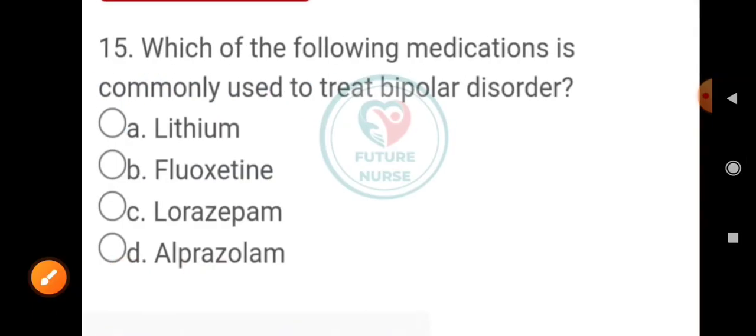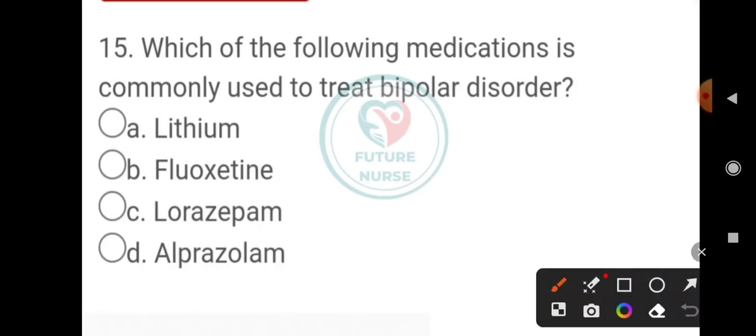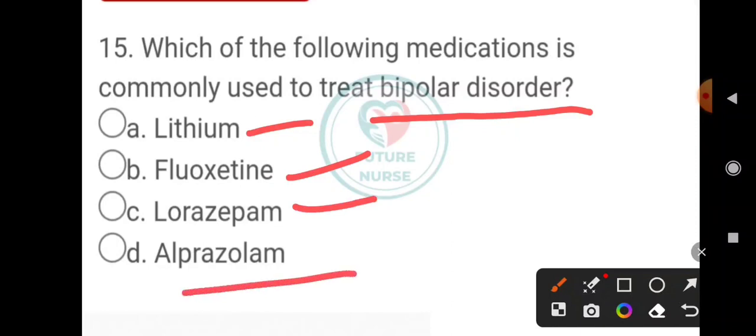Okay, next question. Which of the following medications is commonly used to treat bipolar disorder? So the options are lithium, fluoxetine, lorazepam, alprazolam. So the correct answer is lithium. Lithium is mainly used to treat bipolar disorder.